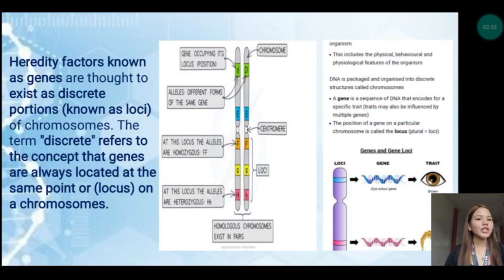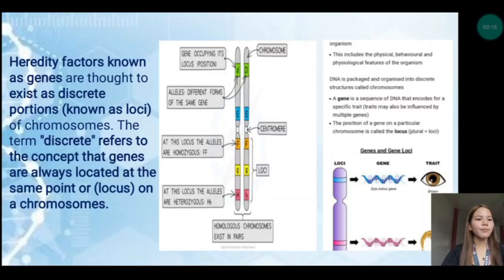And ginatawag na siya Lucy as plural. So, the term discrete refers to the concept that genes are always located at the same point or locus on a chromosome. And always remember that ang naka-discrete portion is always nato na siya malocate sa locus or same point sa DNA.